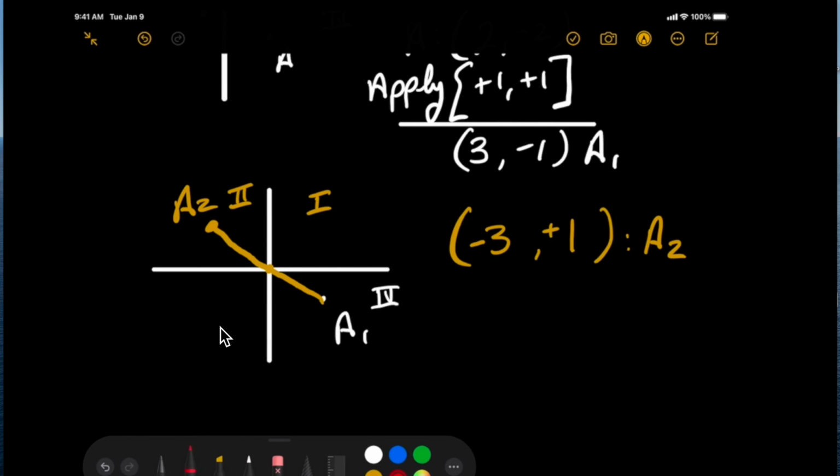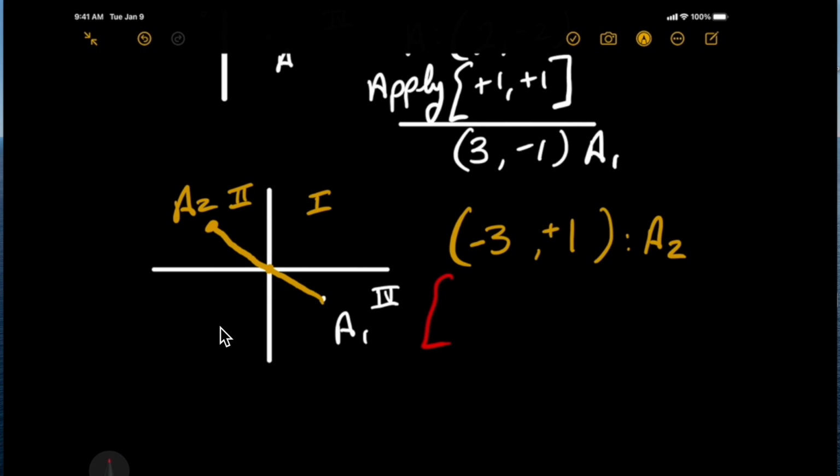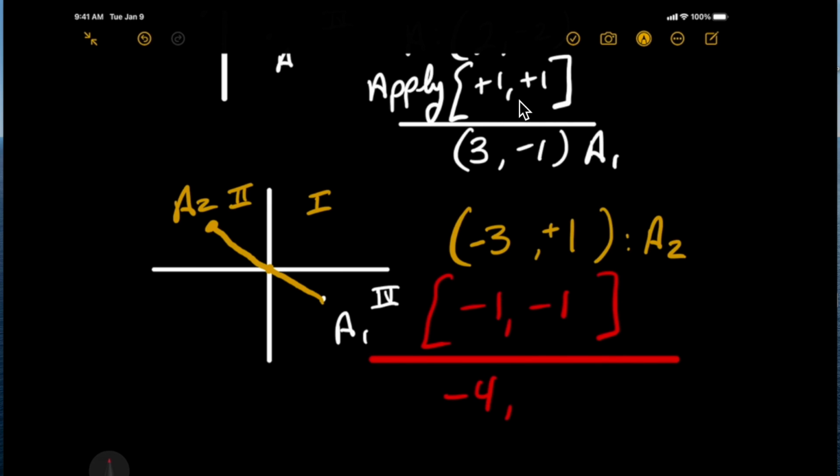Now, folks, we are going to reverse what we did originally. Here we applied positive 1, positive 1. We're going to do the opposite. We are going to apply negative 1, negative 1. And that is going to give us a final coordinate. We call that a sub 3, or a prime, of negative 4, 0.